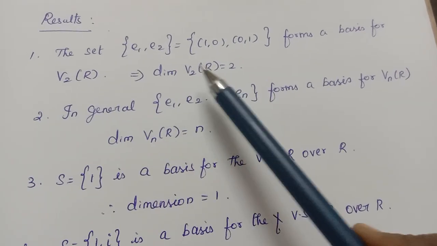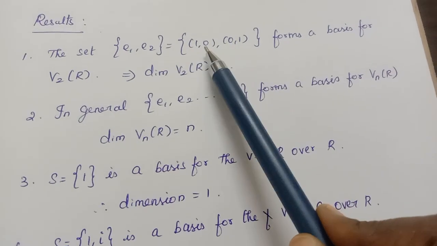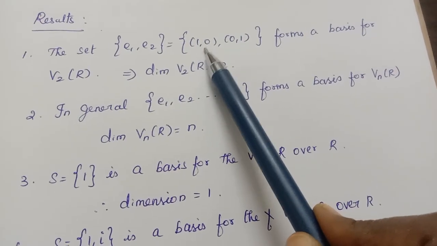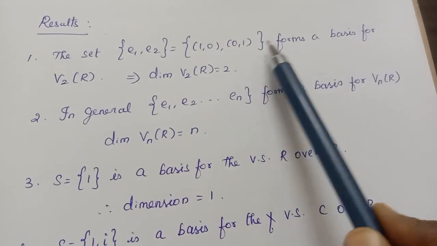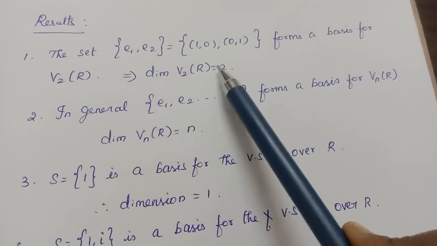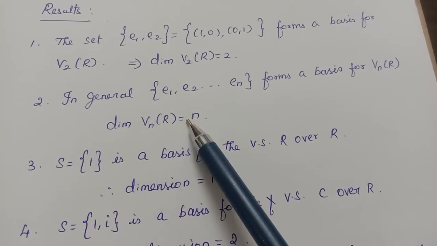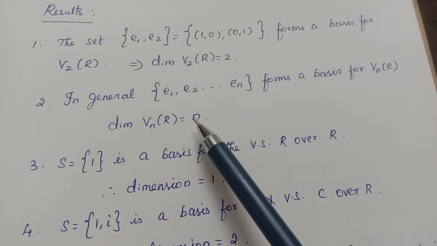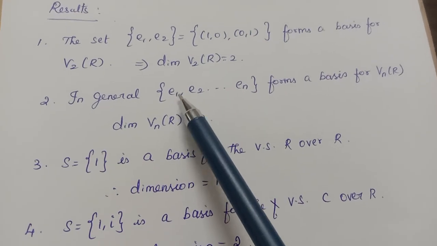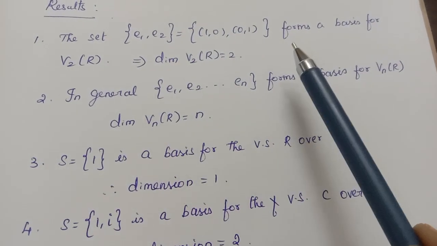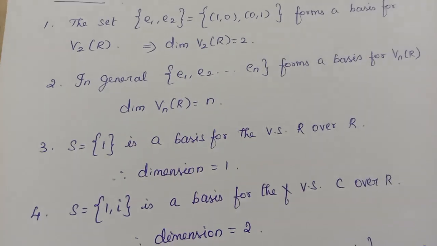You can directly say for V2 of R, this is the basis, 1 0 and 0 1, that is linearly independent as well as it spans the whole space. This forms a basis, therefore dimension equal to 2. In general, for Vn of R, the dimension is equal to n. What is the basis? E1, E2, up to En. E1 means in the first place only you will get 1, rest of the n places 0. E2 means second place 1, rest of the things 0.